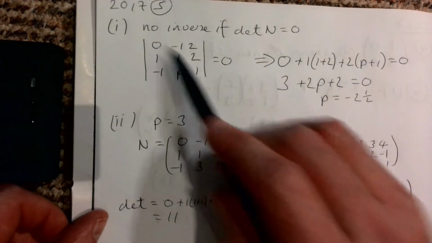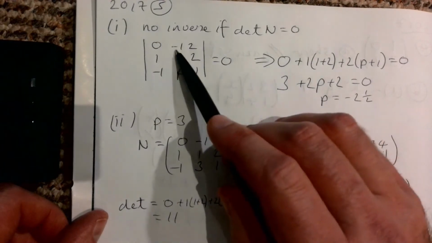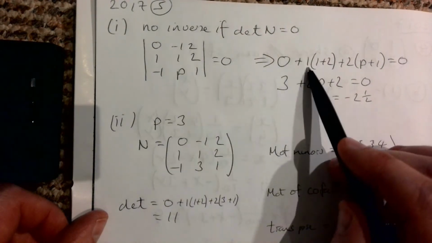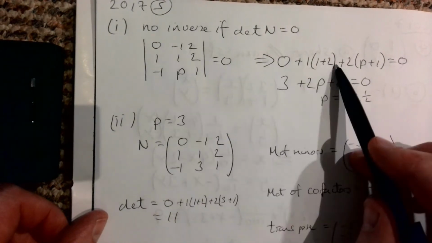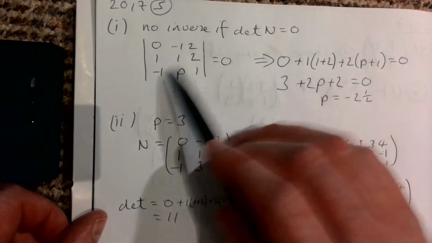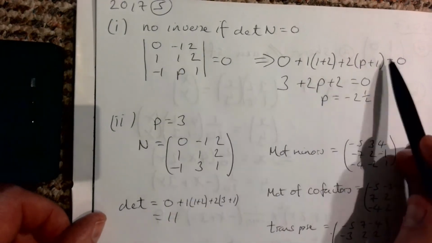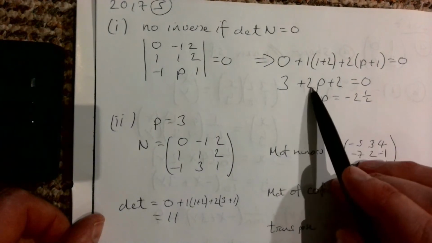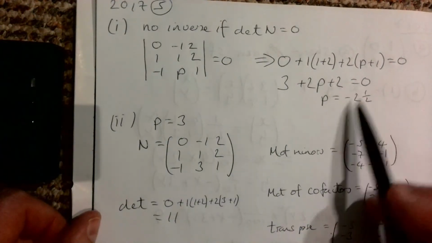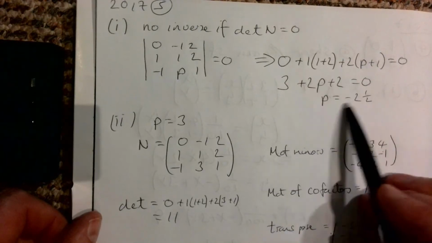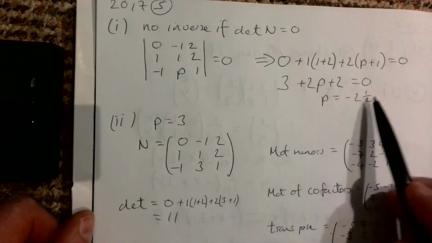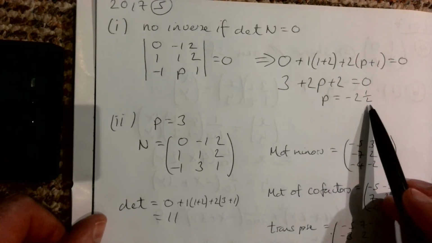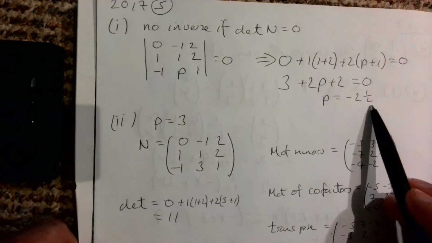Multiplying this out, then 0 times this just gives us 0. Remember, it's minus 1, so it's 1 upon 1 plus 2 upon p plus 1. This here gives us 3, plus 2p plus 2 equals 0. Rearranging that, taking the 5 over the other side, we get p equals minus 2.5. So that's our value for p for which it doesn't have an inverse.